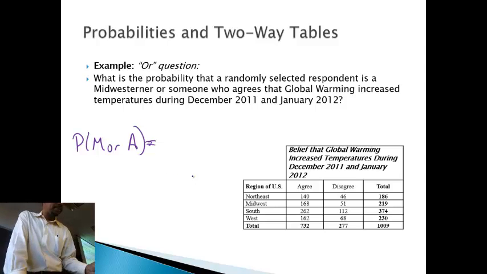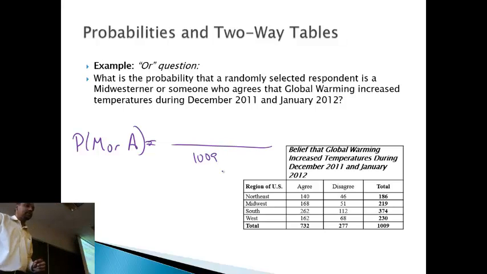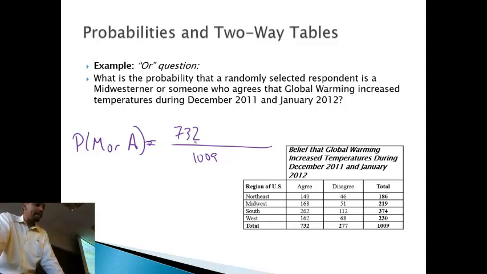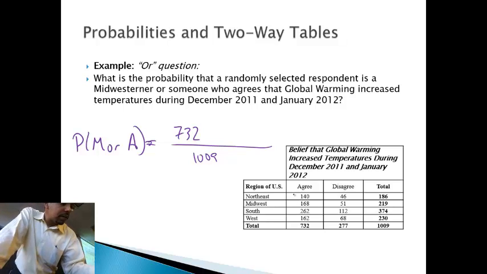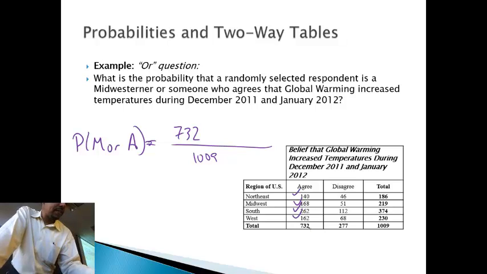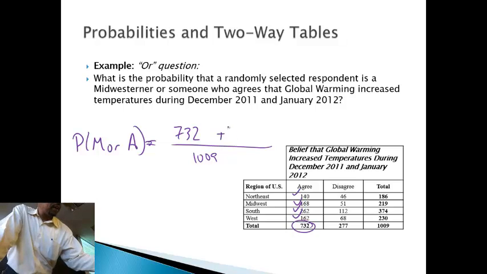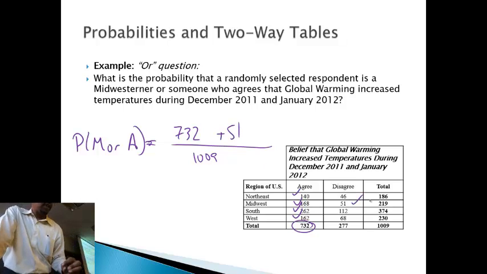How about this? What's my denominator? The whole. Okay, I can dig it. 1009. Okay, so I use what number? 732. And then now what else do I do with that? So the agrees are this guy, that guy, that guy, and that guy equals 732. Okay, add 51, because that's who's left over for the Midwesterners.